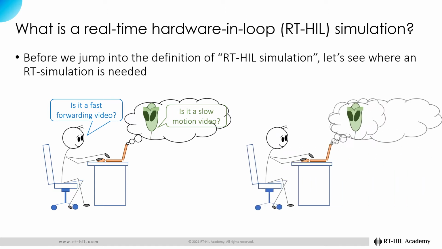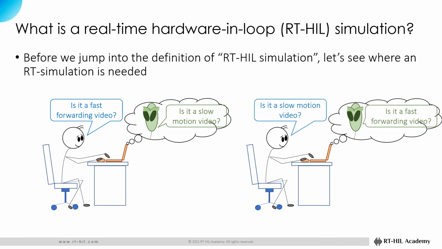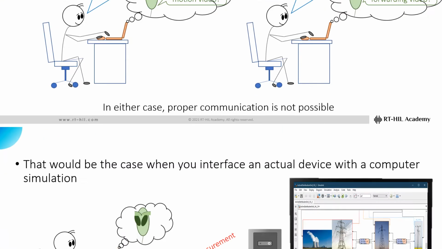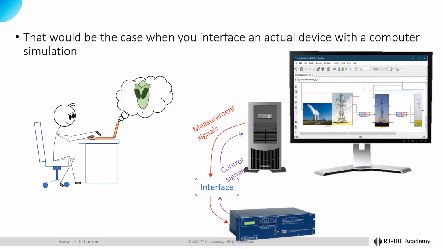Conversely, if the time in the UFO's world runs slower than it does in our world, then, from your perspective, the UFO would look like a slow-motion video, whereas, from the UFO's point of view, you would look like a fast-forwarding video. In either case, you would not be able to properly communicate with the UFO. That would be exactly the case when you interface an actual device with a computer simulation. In this example, the actual device, which might be, for example, a controller or a protection relay, represents you. Likewise, the computer simulation represents the UFO.